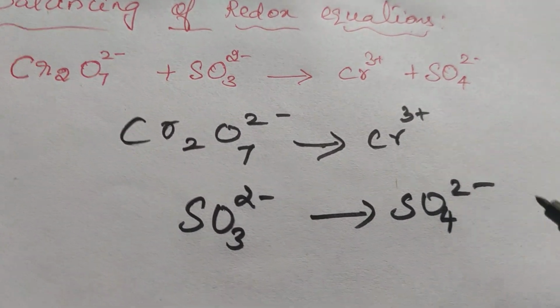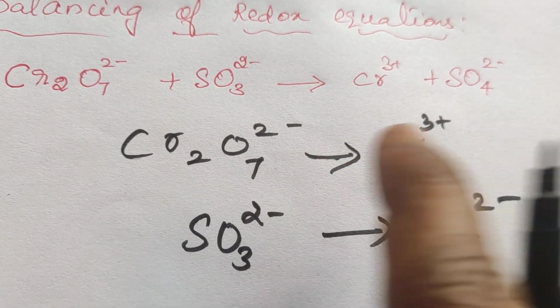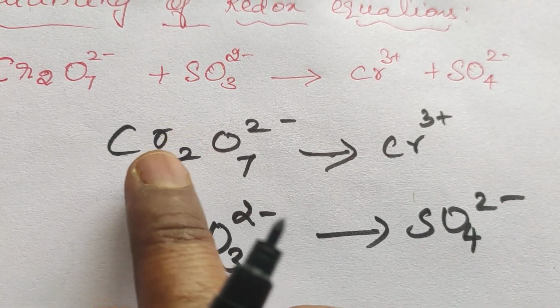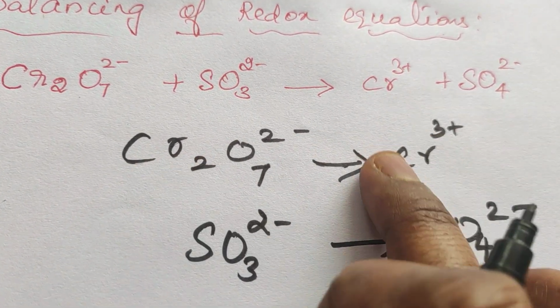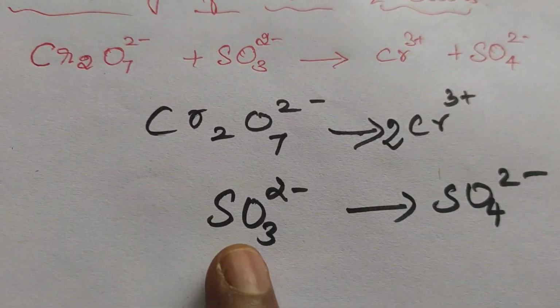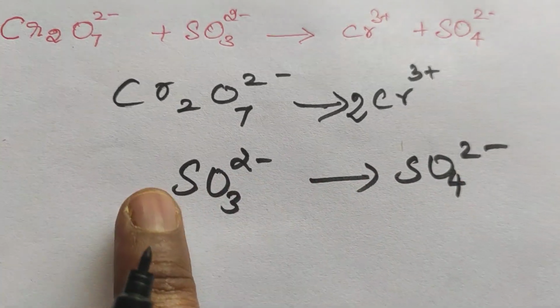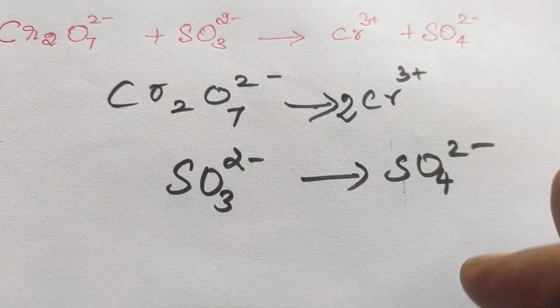Then next step. So in the first equation, except hydrogen and oxygen, the remaining elements you have to balance. Here we have chromium, here also chromium. There are two chromiums here, but here one chromium. So here you will balance by 2. Similarly, in the second equation also, except hydrogen and oxygen, the remaining element is sulfur. Here one sulfur, here also one sulfur, so already balanced.